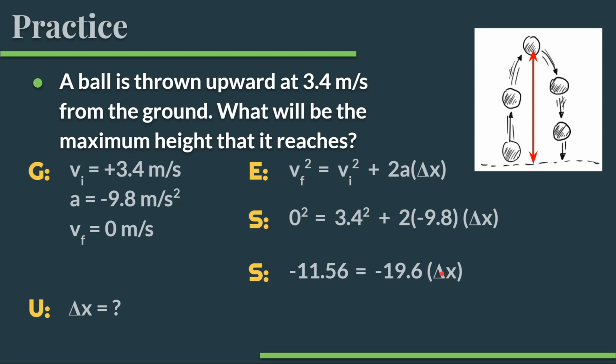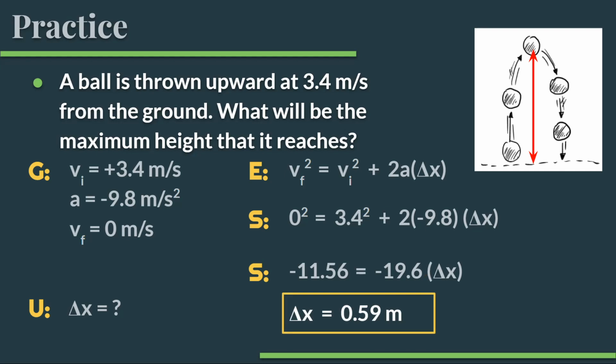If I want to get this by itself, this right now is being multiplied, so I'm going to move it by division. I'm going to divide both sides by negative 19.6. And when I do that, negative 11.56 divided by negative 19.6 is 0.59 meters. So it did not go very high. Anybody have a question about that one?